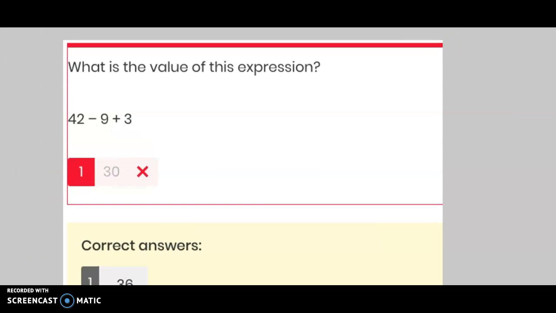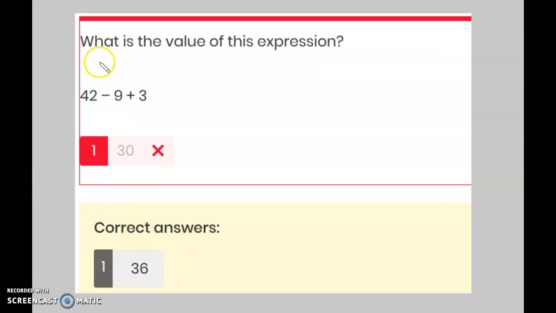Okay, here is the problem that you sent me. Now, it says, what is the value of the expression? I see right here that there is a subtraction and an addition. Now, according to the rules of the order of operations, addition and subtraction, we're going to solve from left to right depending on which is first. So first, we see that it is 42 minus 9. Well, 42 minus 9. Let's go ahead and solve that.